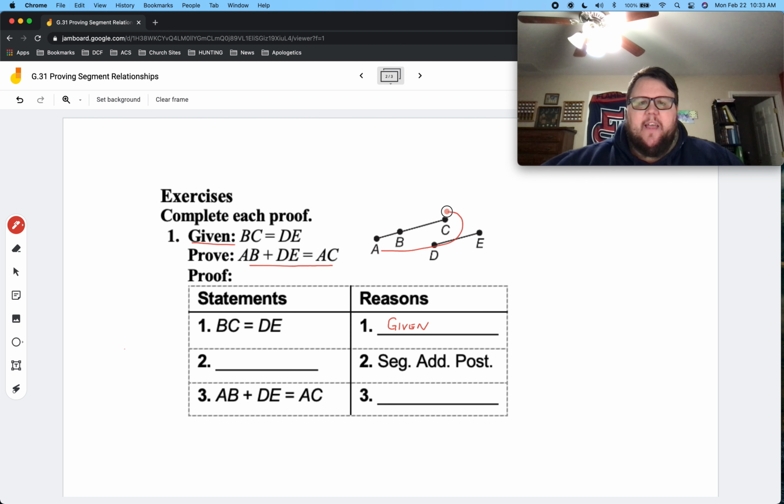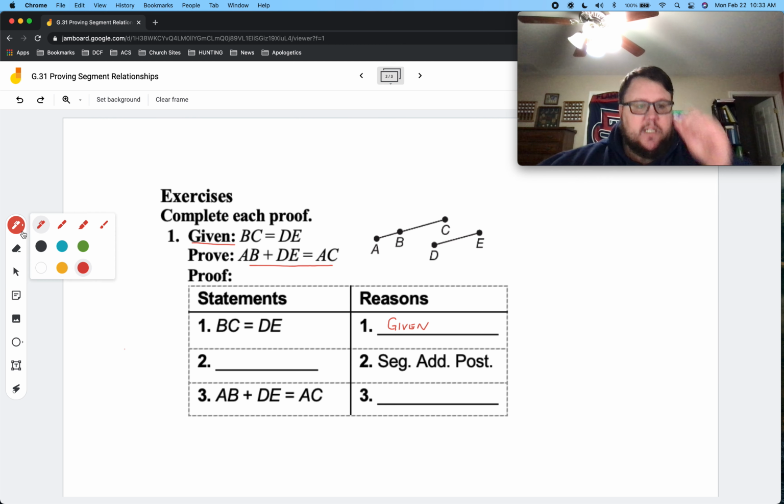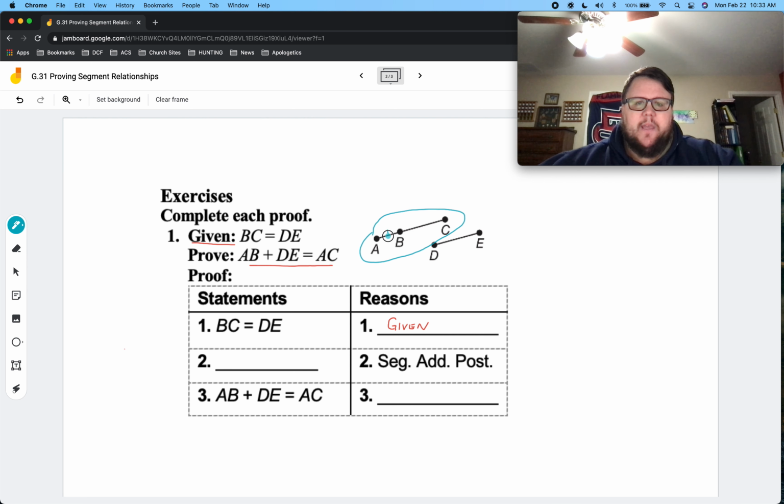So we're looking at this, and I'll change the color. We are looking at this segment here. So AB plus BC has to equal AC. So we get AB plus BC equals AC.